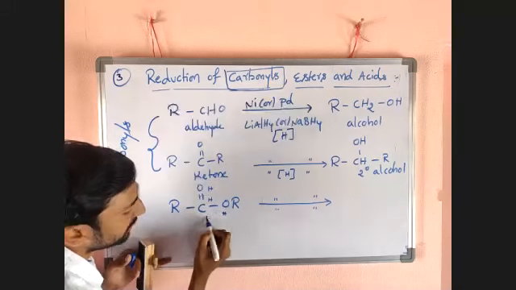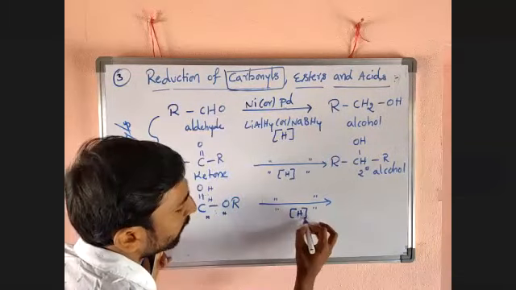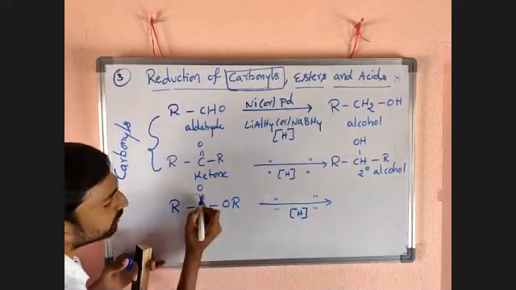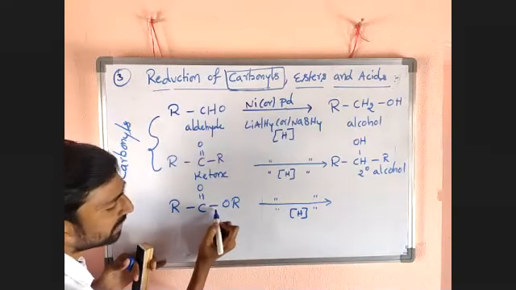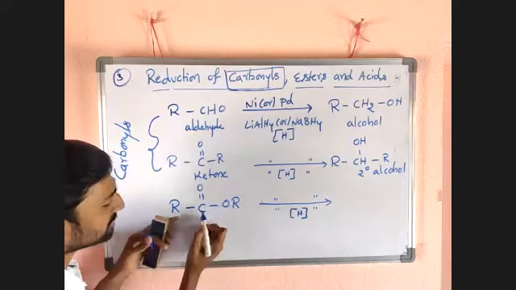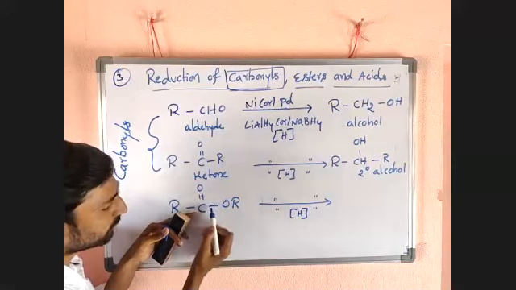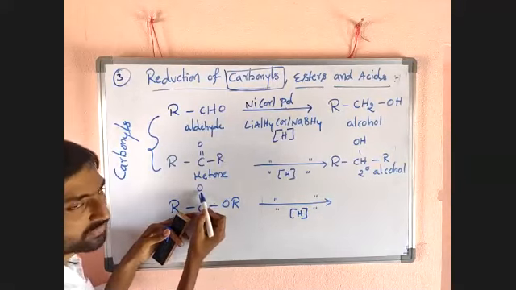Add H here, H here. I mean, two bonds will be cleaved. One is the C double bond O. You have to cleave this bond and add H here, H here. Now this carbon will get two hydrogens, one by cleaving this bond and one by cleaving the other. It will convert to CH2, and the oxygen will convert into OH.